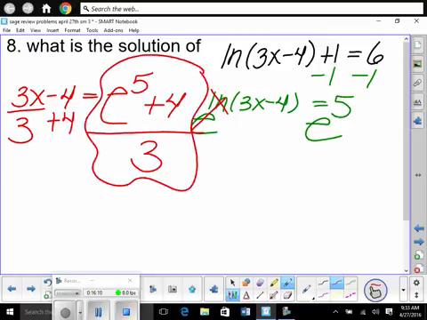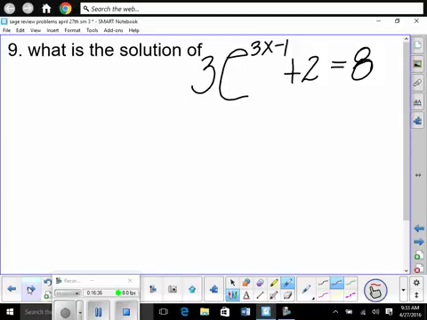We could get the decimal answer if we wanted. We type into our calculator e to the 5th, you'd hit plus 4, hit enter, then divide by 3. So the decimal is approximately x is 50.8. Once again, you could check your answer by typing in the full decimal back in for x using your calculator. Is everybody good? Okay.